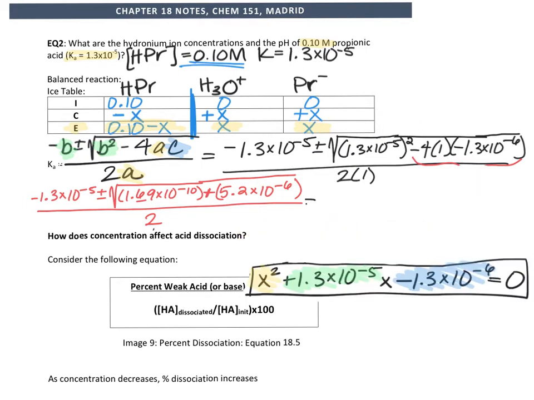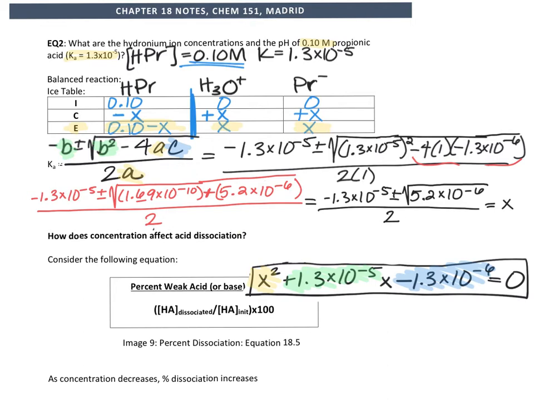All right, so here I get negative 1.3 times 10 to the negative 5 plus or minus the square root of, and this number is 5.2 times 10 to the negative 6, all over 2, and that's equal to our x values.